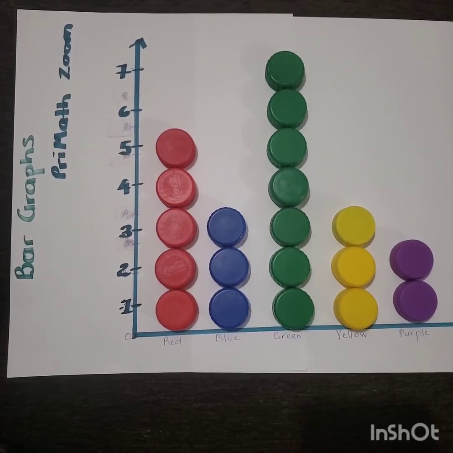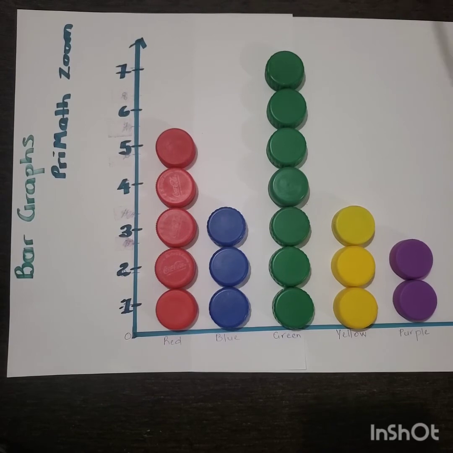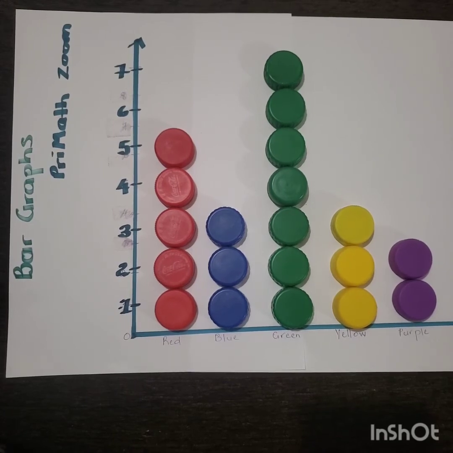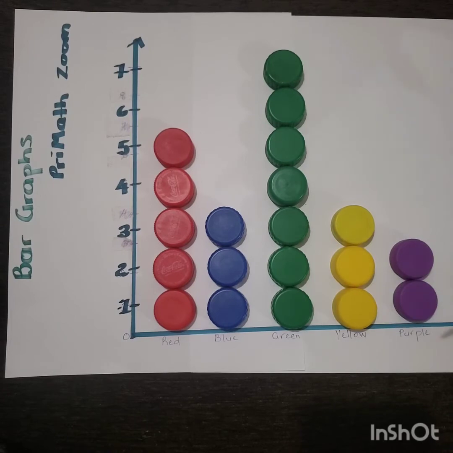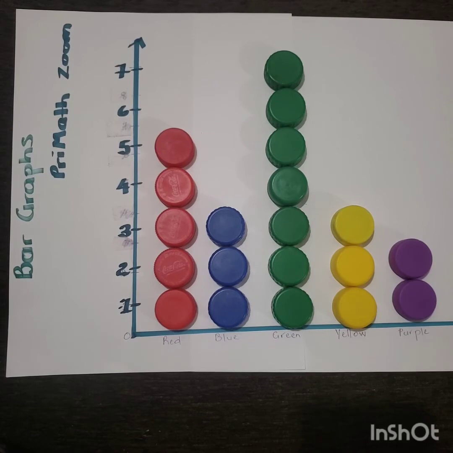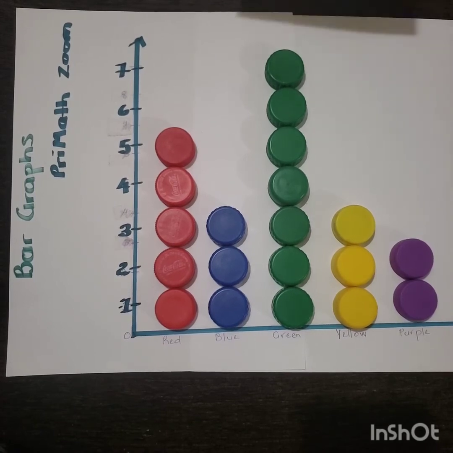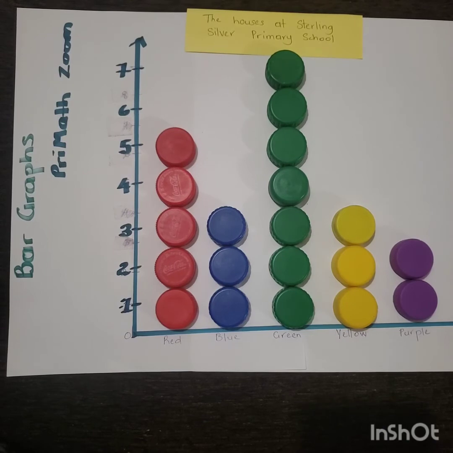Now, of course, with bar charts, there are things that we always have to take into consideration. So we have to think about this axis, it must be labeled, and this axis must be labeled. And something too that we can never ever miss out is a title. Each bar graph should have a title and a key. Now, the key tells us what is representing each descriptor. So here we're going to think about a suitable title for this bar graph. Now I'm thinking about the houses at Sterling Silver Primary School, since that is what we're representing. So here we have the houses at Sterling Silver Primary School.